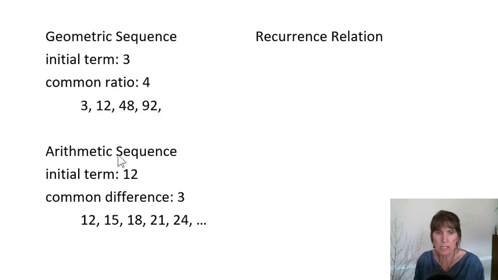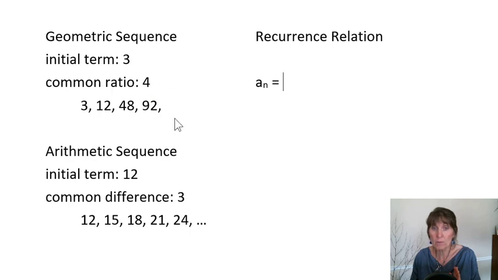Geometric sequences and arithmetic sequences are a type of recurrence relation. And a recurrence relation is a rule that defines a term based on the previous term. So we can say that the term a of n, remember we use that variable index. So we can say the term a of n is equal to, and in this case, what is it?